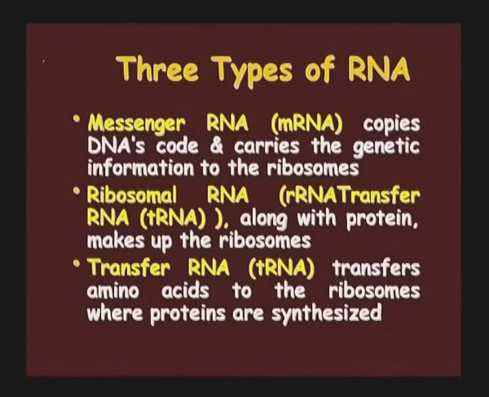Three types of RNA are there: the messenger RNA, which copies the DNA code and carries the genetic information to the ribosome, then ribosomal RNA or rRNA, and the transfer RNA or tRNA. They, along with protein, make up the ribosomes. The transfer RNA transfers amino acids to the ribosome where proteins are synthesized. Now we shall see how these different kinds of RNA help in protein synthesis.